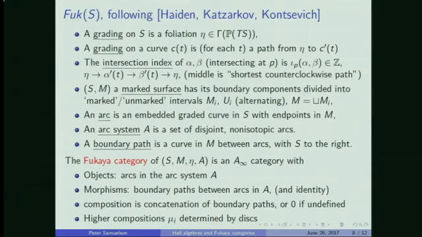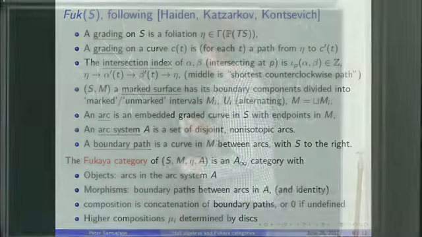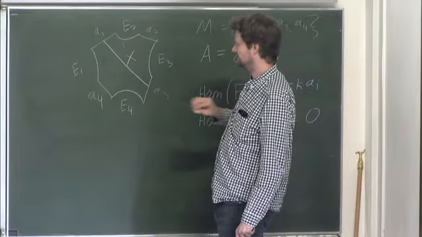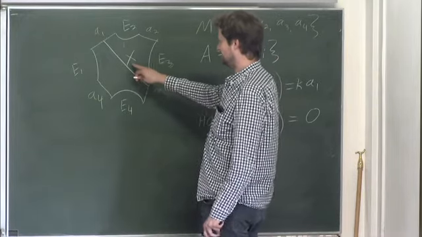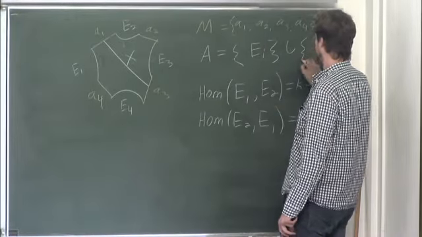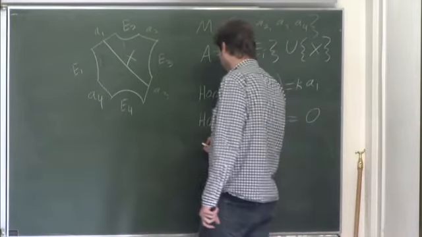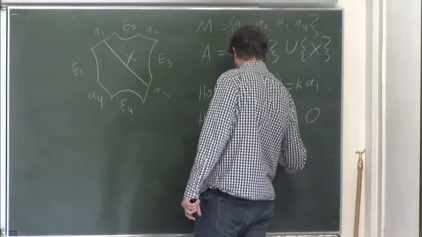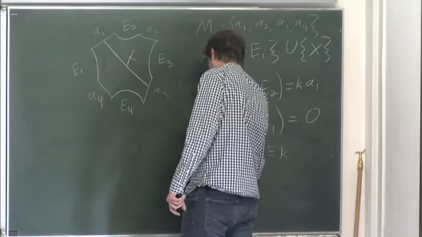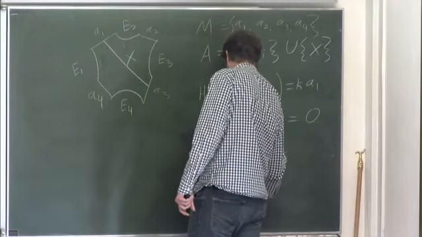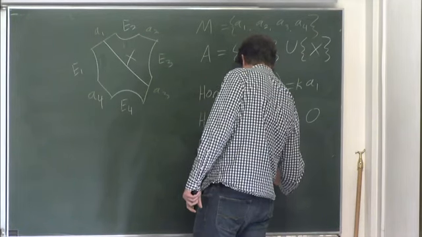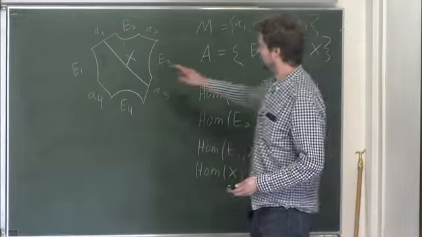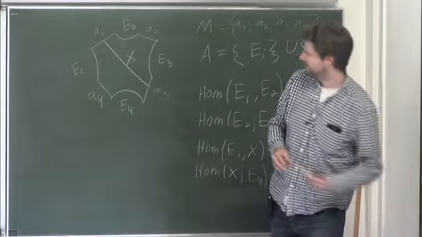Let me draw another arc. Let's say X. Now I haven't said what the gradings are, and maybe I won't. If I add this to the arc system, then there's a Hom from E1 to X, and a Hom from X to E4. Is there still a Hom from E1 to E2? Yes, there is. Good question. Boundary paths are allowed to cross other arcs.